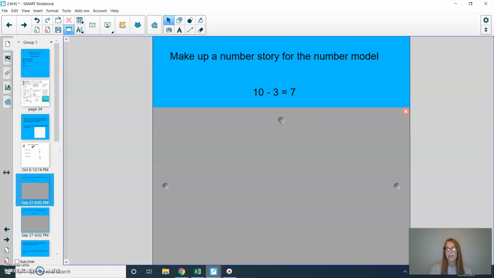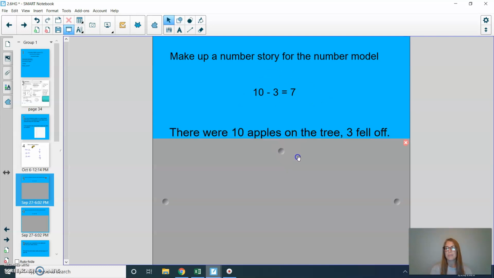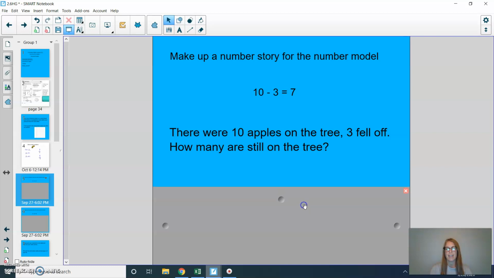There are so many number stories that you could have come up with for this problem. This is the number story that I came up with today. There were 10 apples on the tree. 3 fell off. How many are still on the tree? And I would have 7 for my answer.